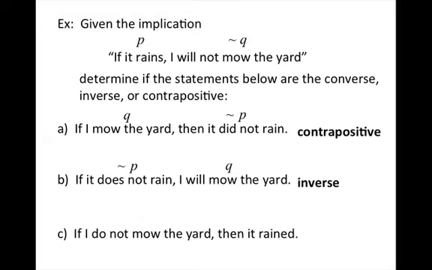Then finally in part C, if I do not mow the yard, then it rained. Not mowing the yard was my not Q. Raining was my P. So this time I have not Q implies P. I've just switched the order of each side, so this is my converse.